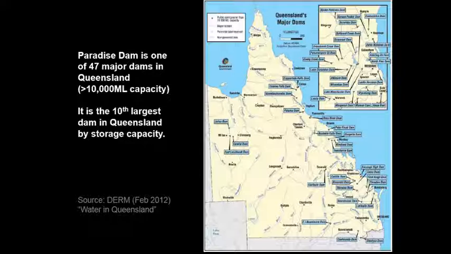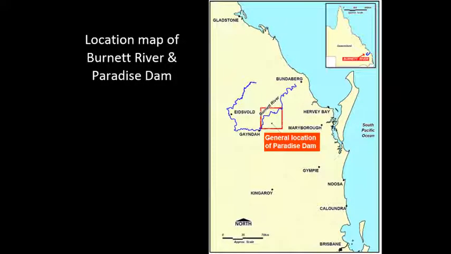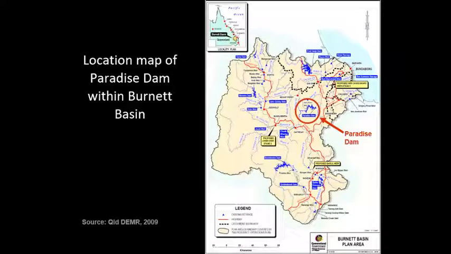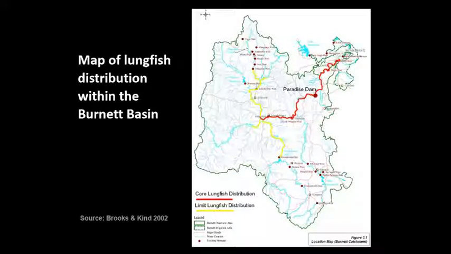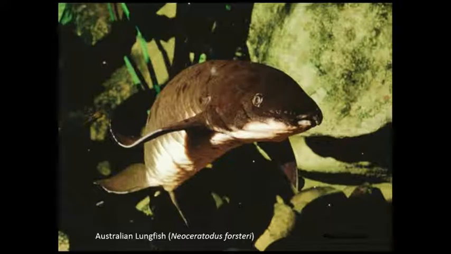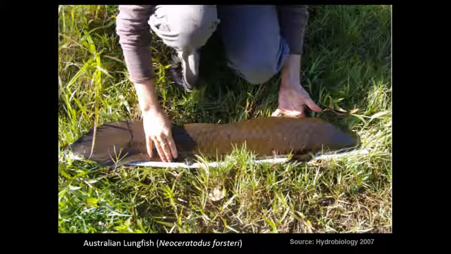So we've got a lot of dams in Queensland. The Burnett, which this dam is built on, is actually the most heavily developed river system in Queensland. There's, I think, about 40 dams and weirs. Paradise Dam went right in the middle, which is also the core of the habitat for a species called lungfish, which are endemic to two rivers, the Burnett and the Mary. So this is a lungfish. This is a very old fish. It's got a rudimentary lung, so it can breathe through gills, and it can also breathe through a lung, so it can actually gulp in air and absorb oxygen through it.